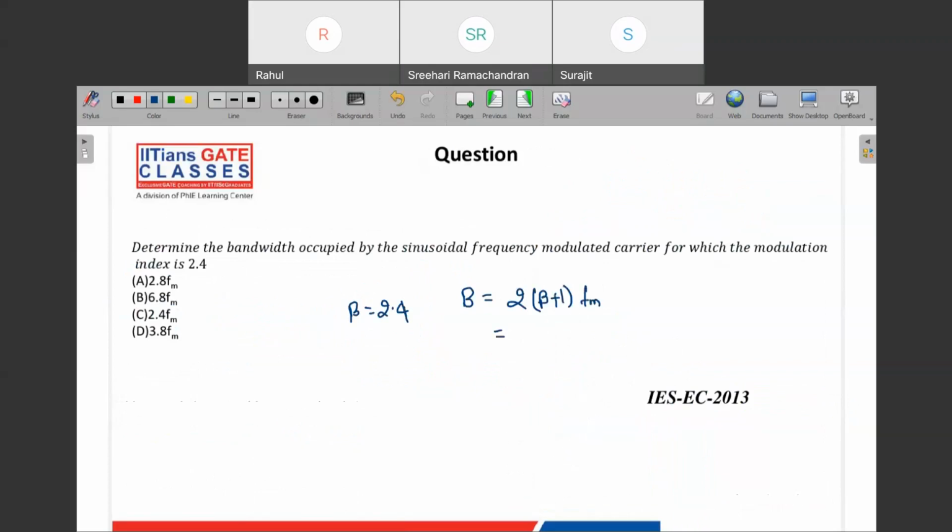Okay, this problem is very straightforward. So beta is 2.4, plus 1, into fm. So this will become 3.4 into 2, 6.8 into fm. Okay, so this will be the correct answer.